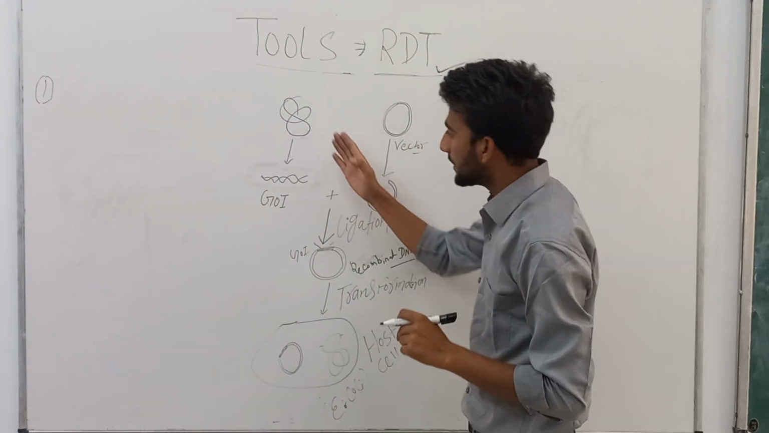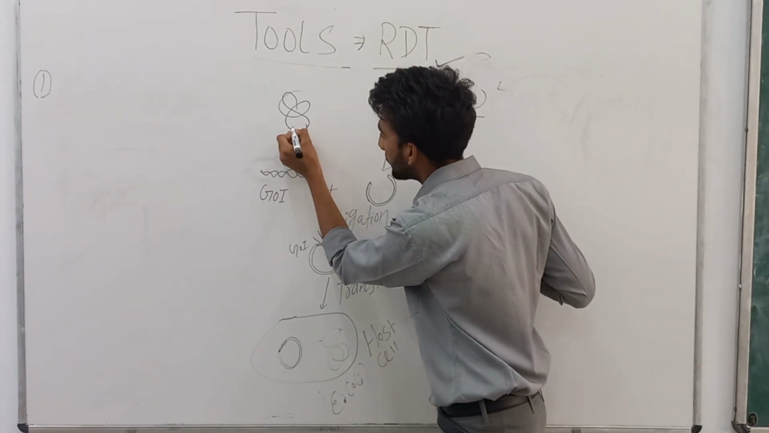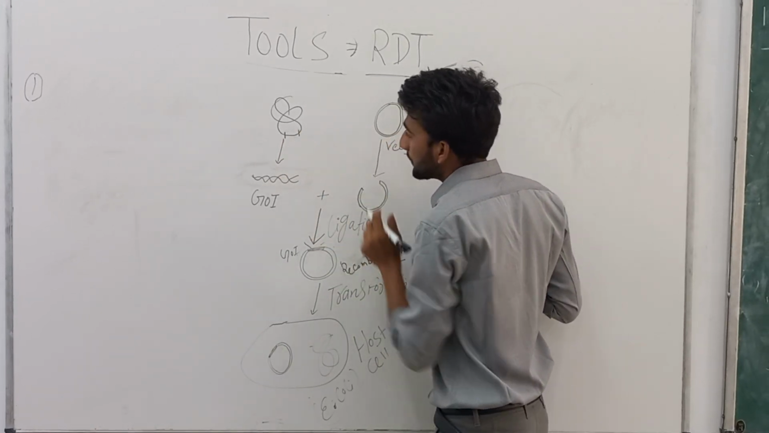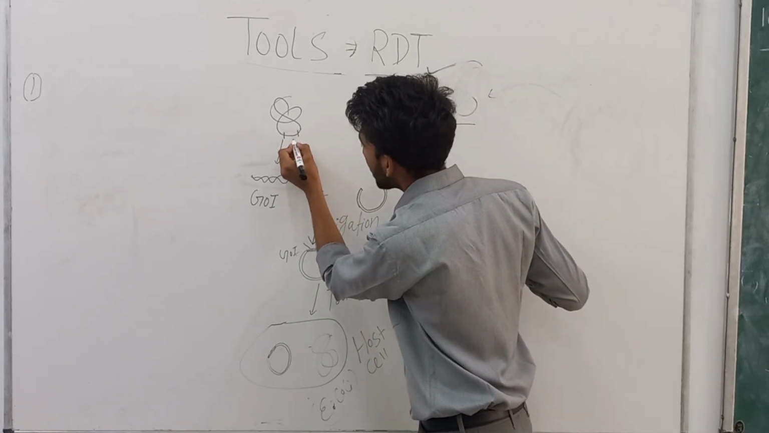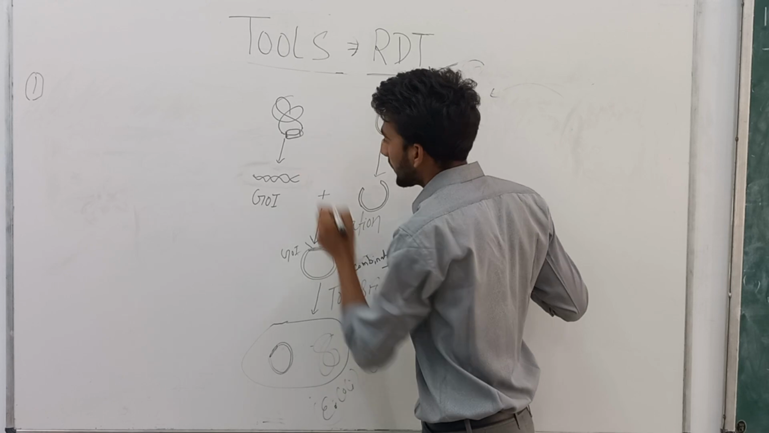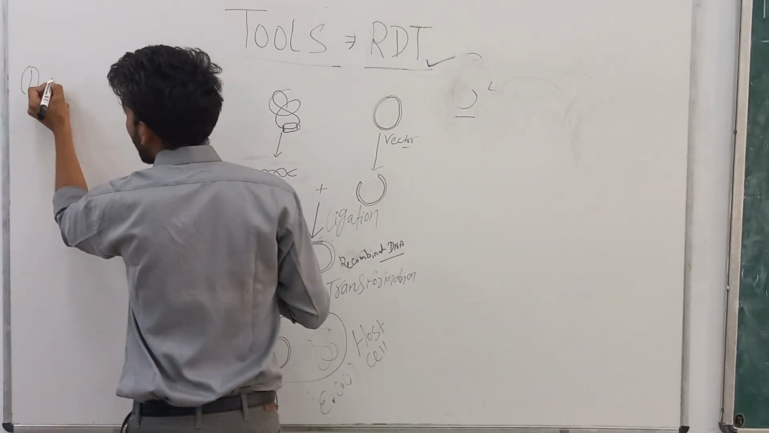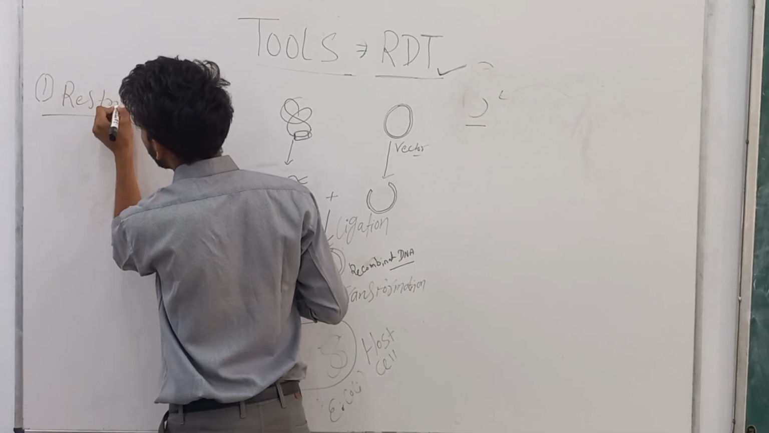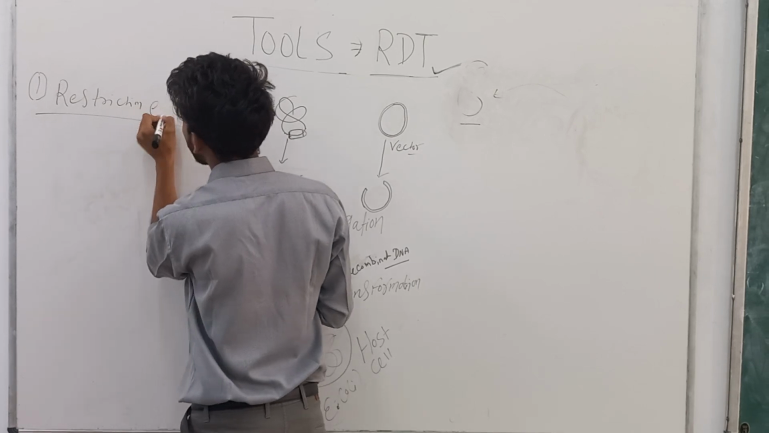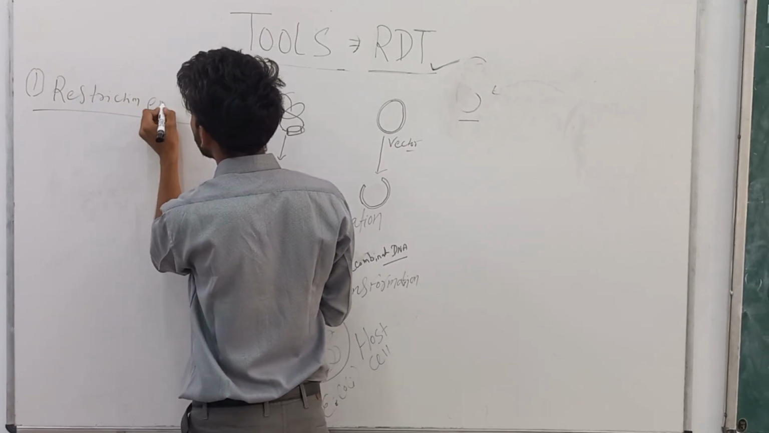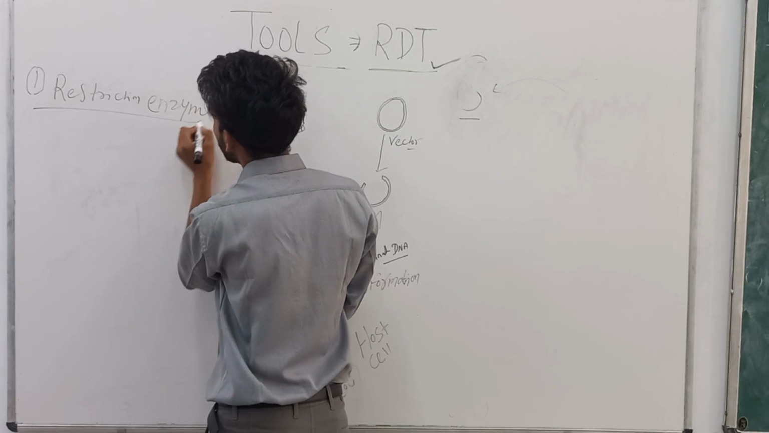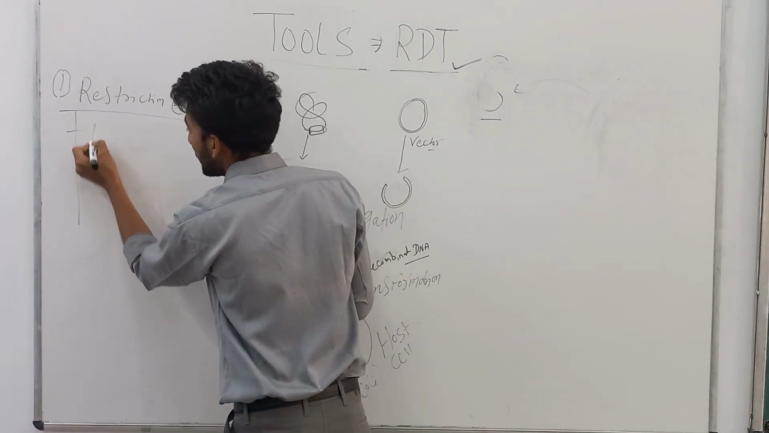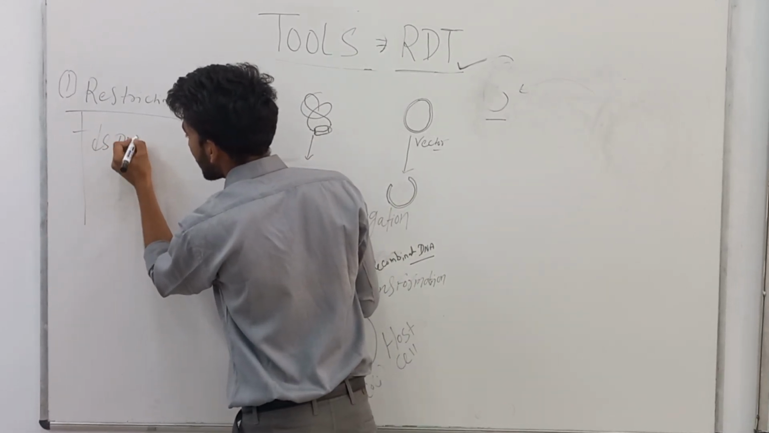Assume we have a genome of one organism and we want a gene of interest. So what do we do? We will cut the gene of interest. So we will utilize our first tool, called restriction enzyme. What is a restriction enzyme? It is an enzyme that cuts double stranded DNA molecules.